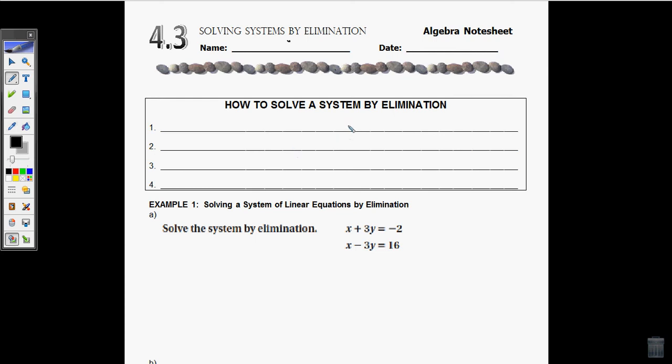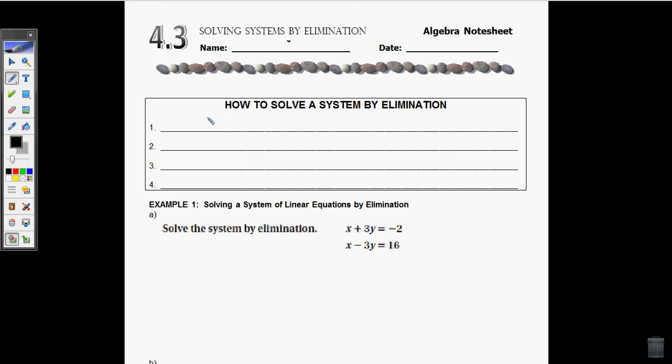Knock knock, who's there? 4.3, solving systems by elimination. Alright, here we go. Last method of solving a system of equations. So we have graphing, we did substitution, and now we're doing elimination. So we're going to break this down into 4 steps that we can follow.